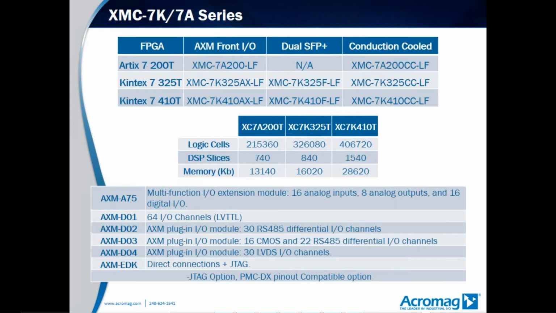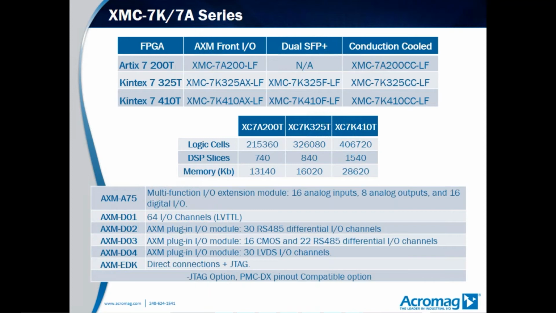We also have these tables that show what an Artix 7 and a Kintex 7 look like. This table primarily shows that we have typically 3 versions of our FPGA board. We have a front I/O version that uses AXM modules, which I'll get into in a minute, but these are a variety of I/O that are off the shelf that you can plug in and screw down and interface into your base FPGA board. We have a dual SFP Plus version on our Kintex 7 FPGA family. And then all of our FPGAs come with a conduction cooled variant that has rear I/O.